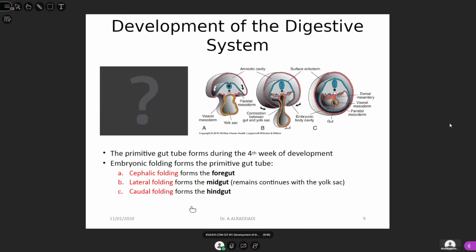So development of the digestive system begins during the 4th week of development, and this includes 3 foldings that help in forming the digestive tract. So we have the cephalic folding, which gives rise to the foregut, the upper part of the gastrointestinal tract, and the lateral folding helps form the midgut that remains continuous with the yolk sac, and we have the caudal folding that forms the hindgut.